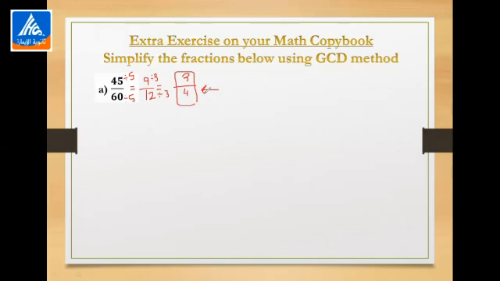This is great, but aren't you curious to know a method where you can reach the simplest form directly? I mean, by one step only? Let's see how. This method is called the GCD method. What are the steps? You have to find the divisors of 45, the divisors of 60, find the common divisors, and then search for the GCD. Once you get the GCD, you have to divide the numerator and denominator of the fraction by this GCD.